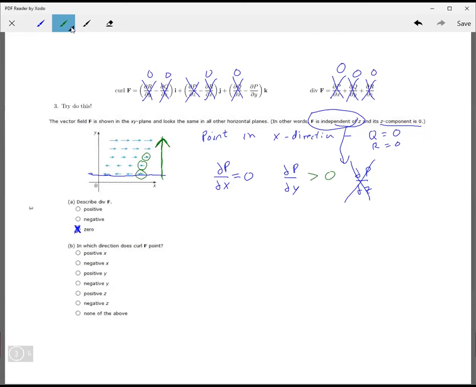So you only have this one to deal with. If dp/dy is positive, then the curl is negative dp/dy times k. This is the k direction, right? Which is the z direction. So is it going to be positive z or negative z?